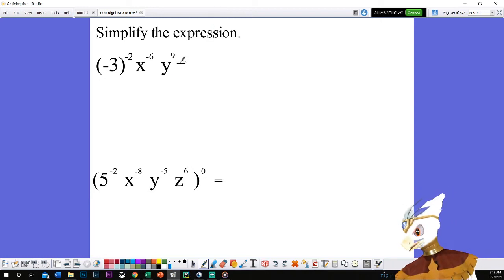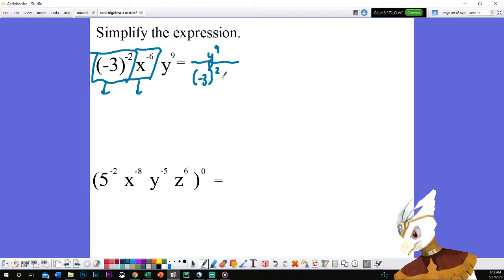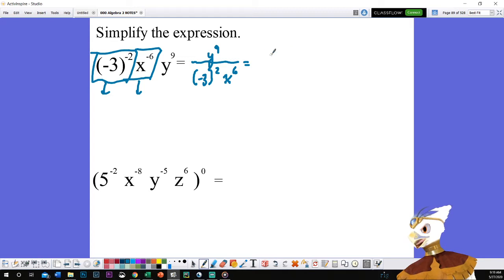Okay, it looks like you're finished. So let's go. Who likes to move it? Well, he does. And so does he. They're both going down in the elevator. So I've got y to the 9th power, and then -3 all squared, +2 for the exponent, and x to the +6. My final step is to go ahead and multiply out that 3, so -3 times -3 is 9. And we're finished with that one.